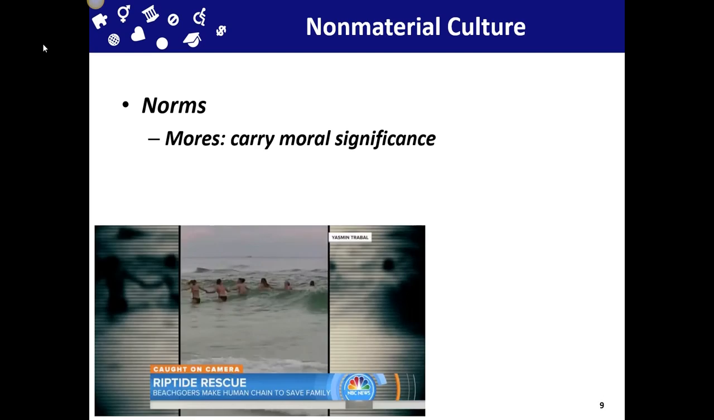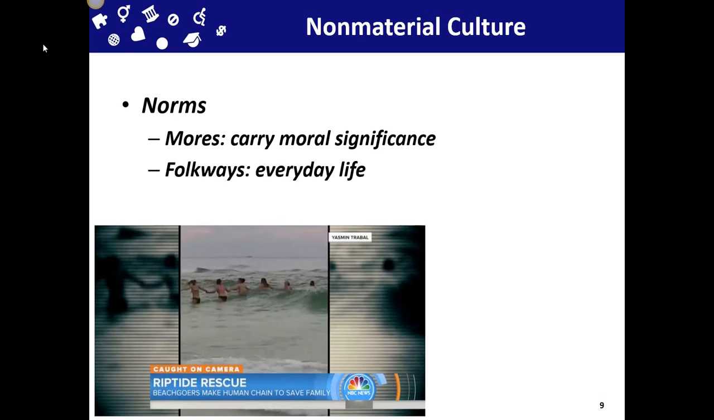So for example, you might have caught this story last summer where beachgoers made a human chain to save a family. So many of these beachgoers, they didn't know the family, they didn't know each other, but they held on to one another to save a family that was out in the ocean and caught in a riptide, right? They engaged in this behavior because, again, that value on human life was something that was so strong and formed the norm that they would risk or sacrifice their own to save these individuals. There are also folkways.